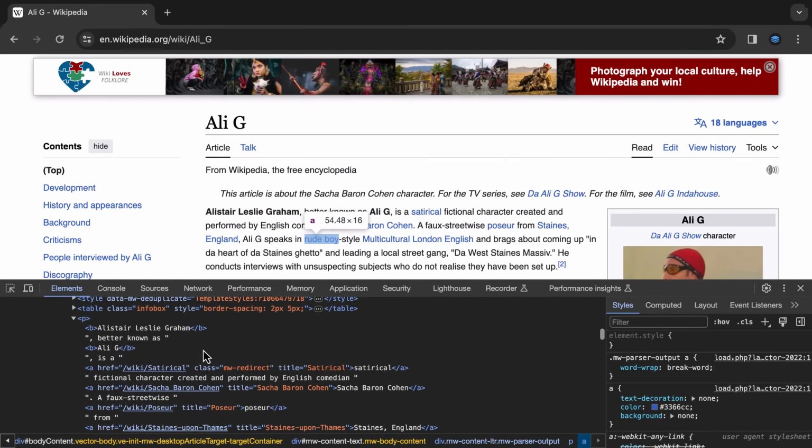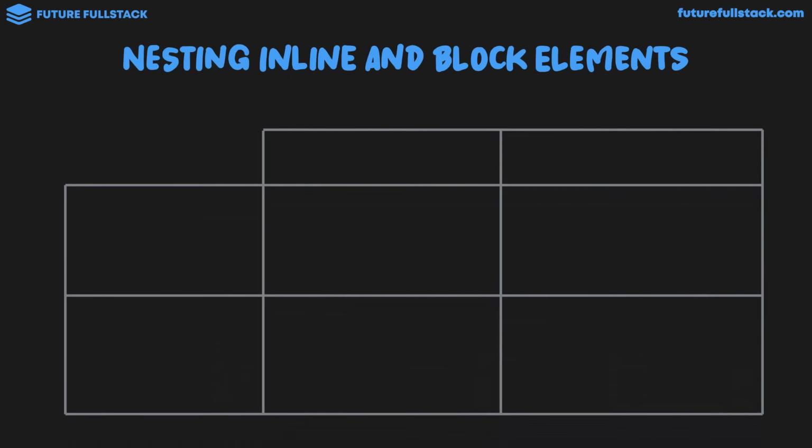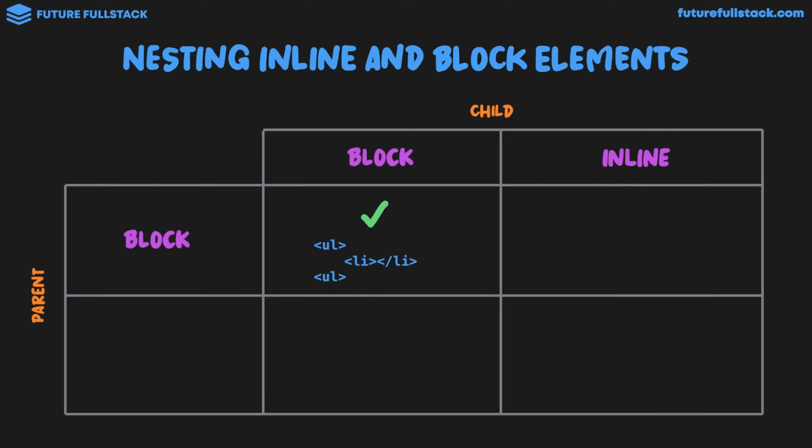To help clarify this concept, I've created this table, which summarizes which elements you can nest inside another element. The rows of this table are the parent, and the columns are the child. Starting off with a block parent and block child. An example of this would be an unordered list with the list tags inside of it. This is valid, we can do this. Next up, we'll look at a block parent and an inline child. An example of this would be anchor tags inside a heading, and this is valid, we can do this.